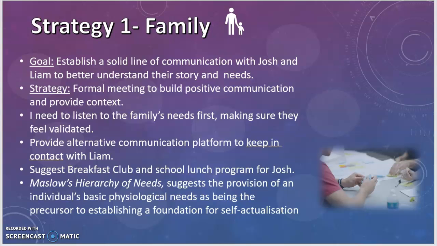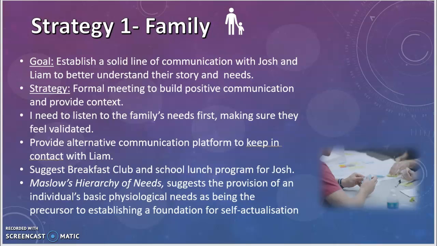This brings me to my first goal: to establish a solid line of communication with the family and to better understand their story and their needs. My strategy for this is to set up a formal meeting with the two to understand their story and their context and to communicate the concerns I have with Josh. Now I need to be an active listener to make sure they feel heard and understood and that their perspective is acknowledged so that they feel validated.